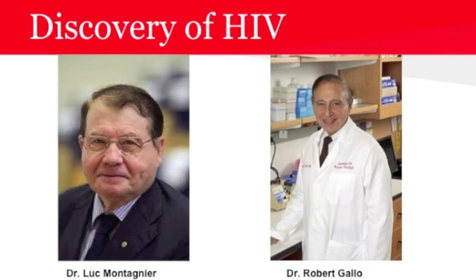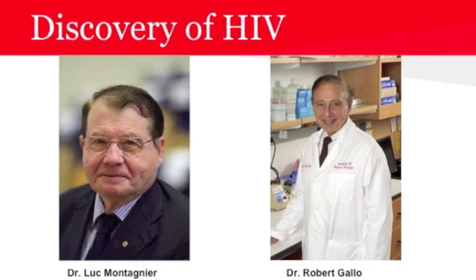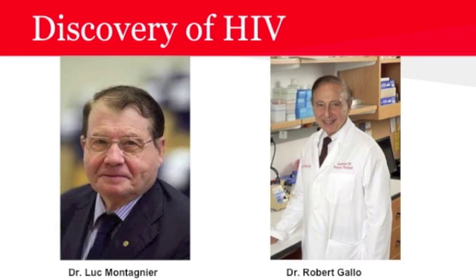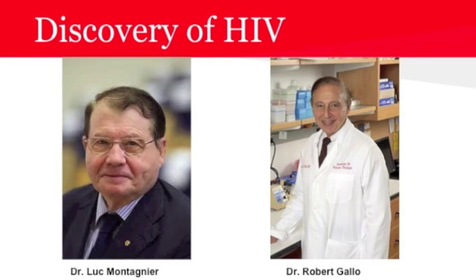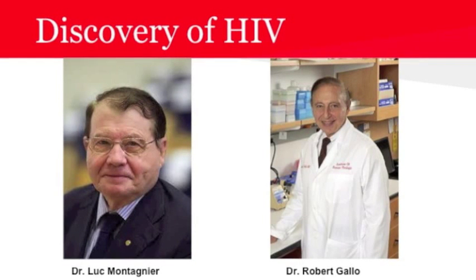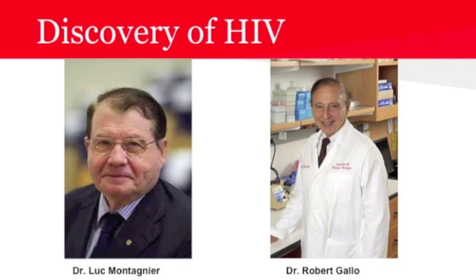The discovery that a retrovirus causes AIDS sparked controversy among 2 groups that each believed they had made the discovery. The first group was led by Dr. Luc Montagnier of the Pasteur Institute in Paris. Dr. Montagnier and his colleagues isolated a retrovirus that killed T cells from the lymph systems of an AIDS patient. This retrovirus was named lymphadenopathy-associated virus, or LAV.